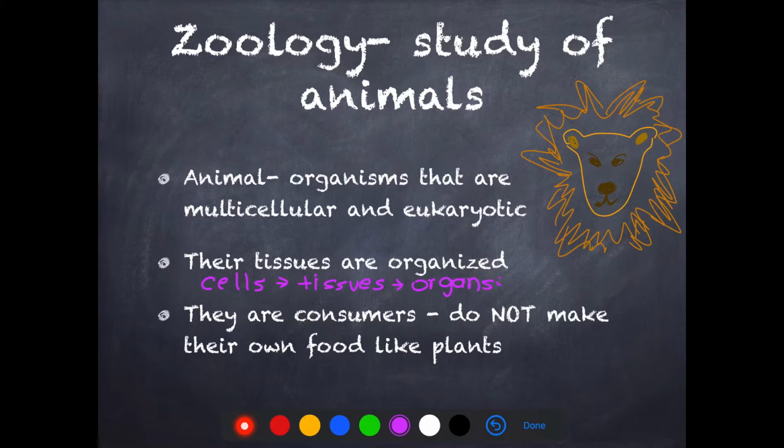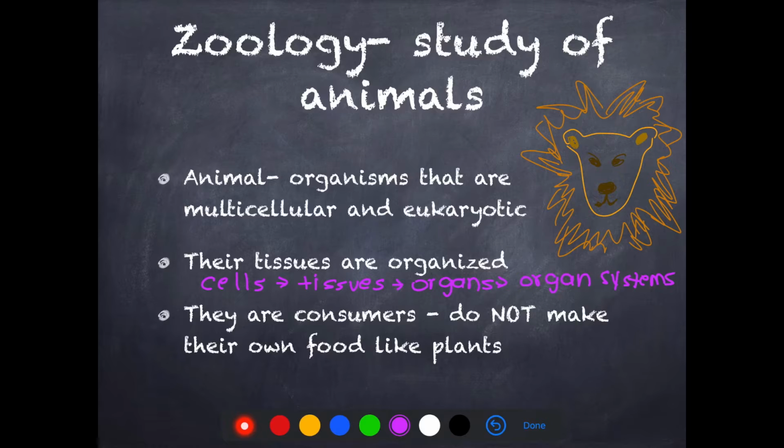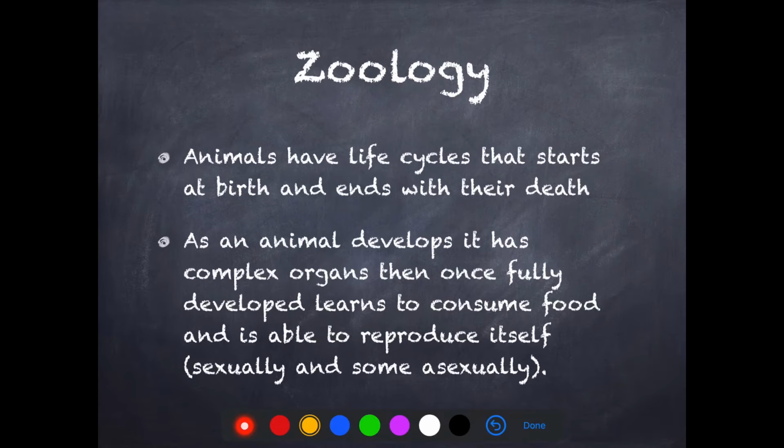Those tissues are organized into organs. Those organs are organized into organ systems, and so on and so forth. Another important thing is that animals are consumers, meaning that they do not make their own food like plants. Plants use photosynthesis to make their own food, but animals consume other animals and consume plants, and therefore they need other ways of getting food.